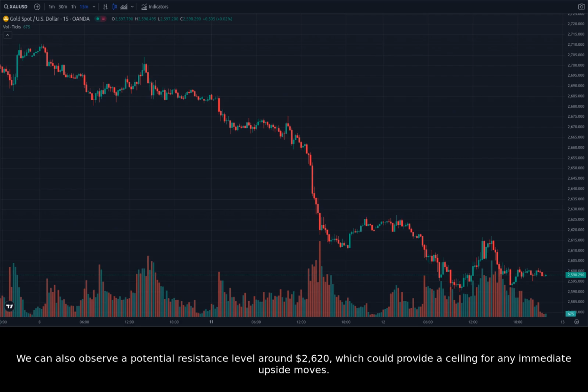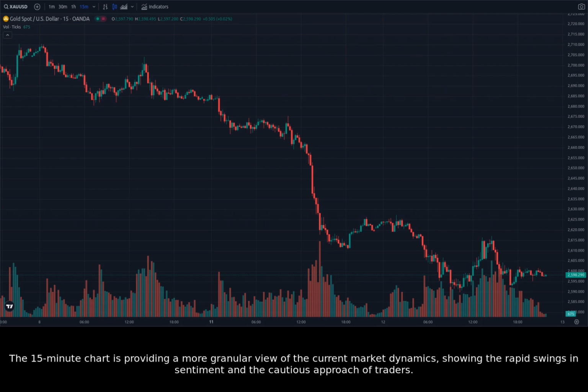We can also observe a potential resistance level around $2,620, which could provide a ceiling for any immediate upside moves. The 15-minute chart is providing a more granular view of the current market dynamics, showing the rapid swings in sentiment and the cautious approach of traders.